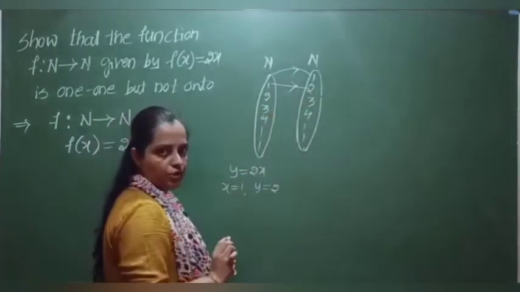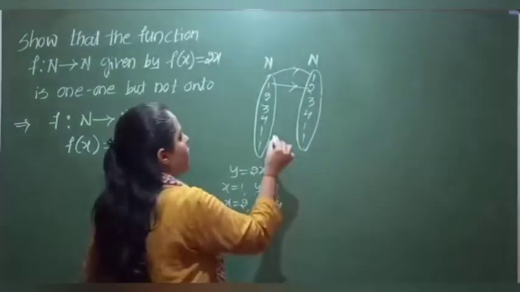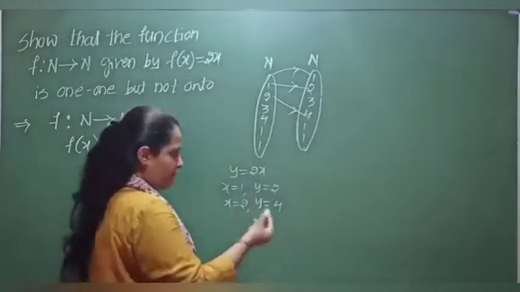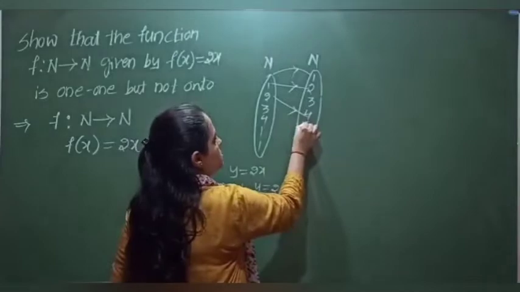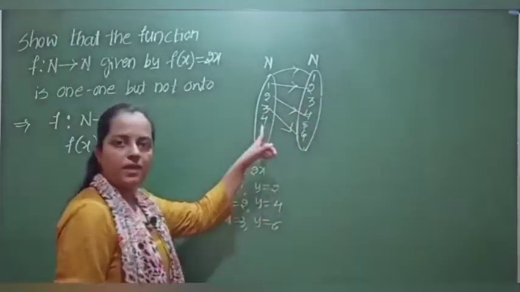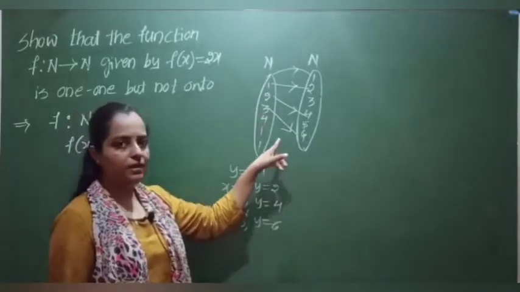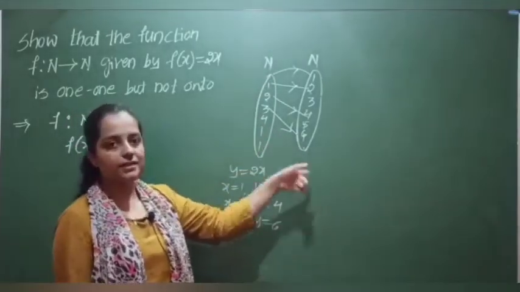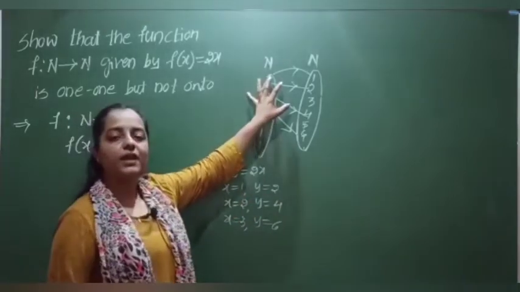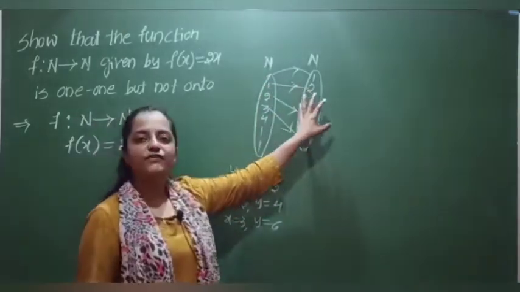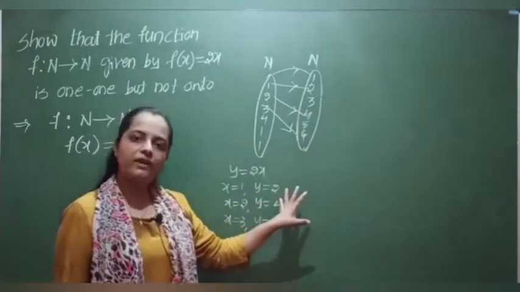1 is connected to 2. Now if x equals 2, we get y is 4, so 2 is connected to 4. If x equals 3, we get y equals 6, so 3 is connected to 6, like that. You can think 4 is connected to 8, 5 is connected to 10, and 6 is connected to 12 also, right? So all the elements of the domain have different images in the codomain. Therefore, this is a 1-1 function.